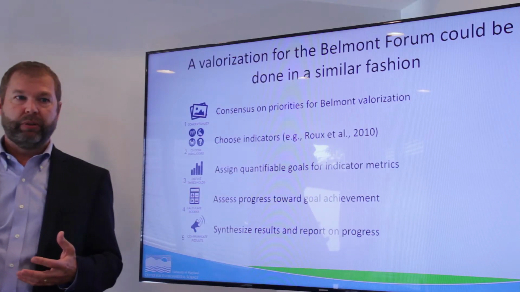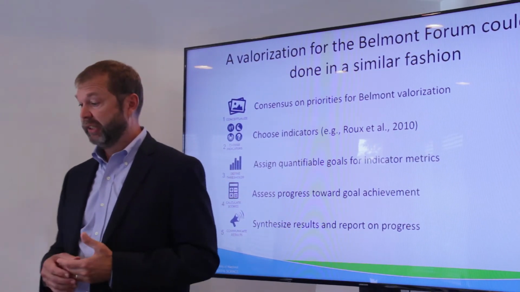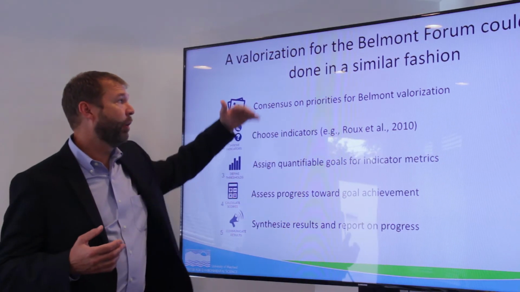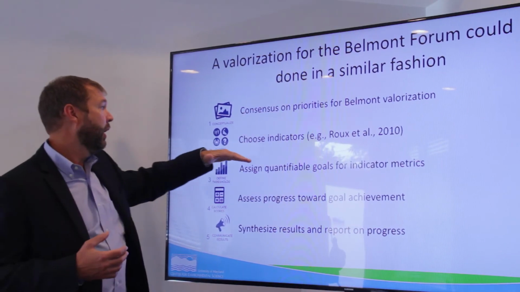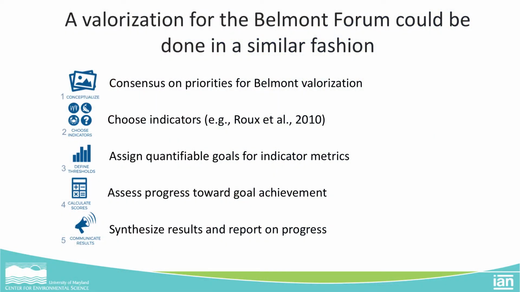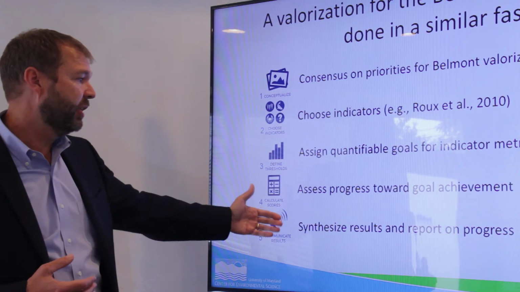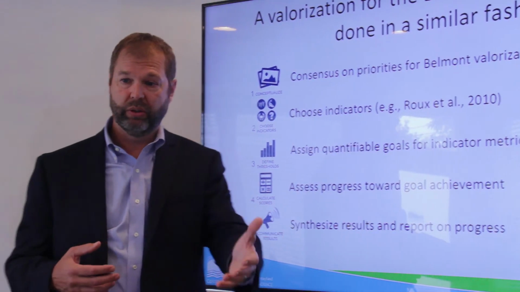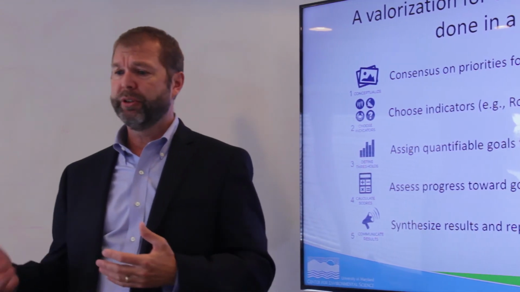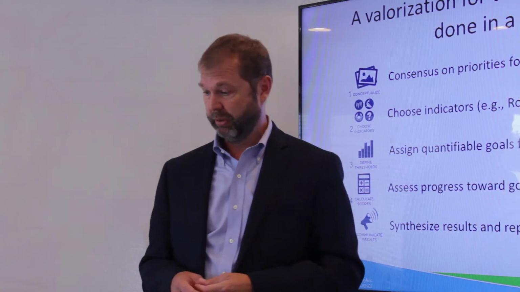So we thought we might be able to approach the Belmont valorization in a similar way, in a similar 5-step fashion. So can we develop consensus on the priorities for Belmont valorization? If we do that, can we choose indicators that can reflect on that? Once we have those indicators and measures, can we assign quantifiable goals or indicator metrics? And when we do that, then we should be able to assess progress towards achieving our goals, and then we can synthesize these results and report on progress, and that might look something like the results for the valorization effort that we did in San Francisco that Bill Dennison will talk about.